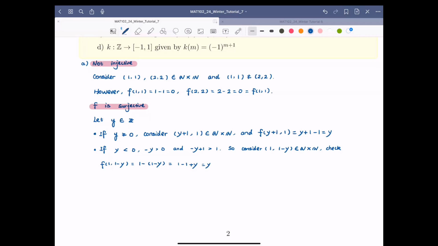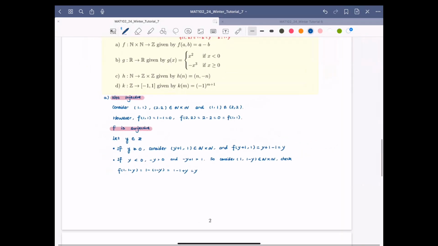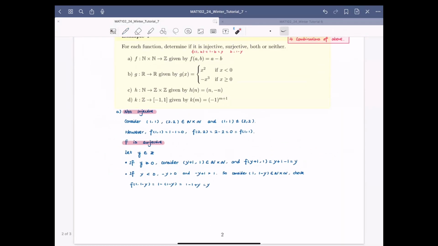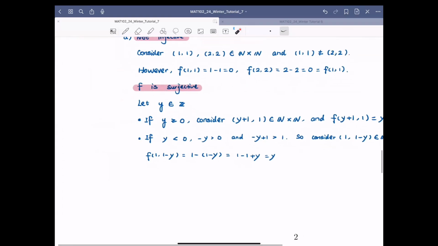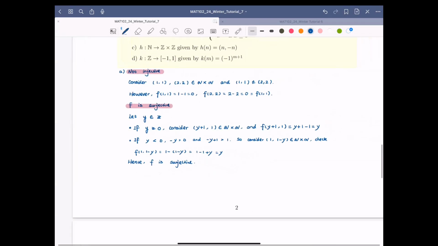So that's y. Okay, so in both cases, we've shown that there exists at least one element in the domain such that f of this element equals y. Because we've done this, that means the function is surjective. So we can make the conclusion. We can say hence f is surjective because it satisfies the definition.